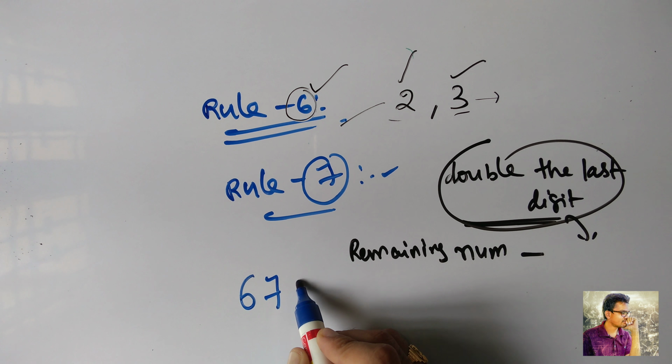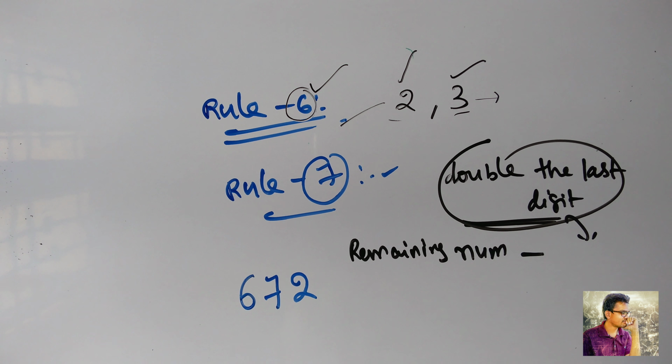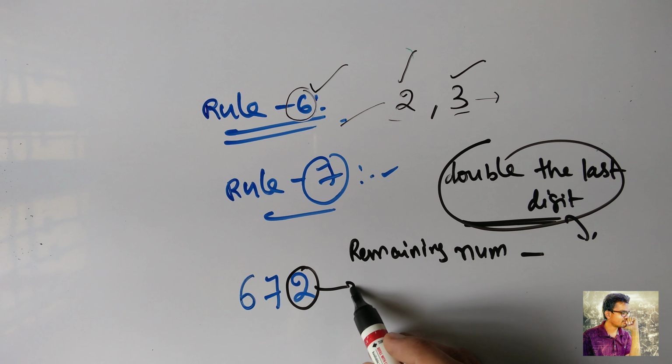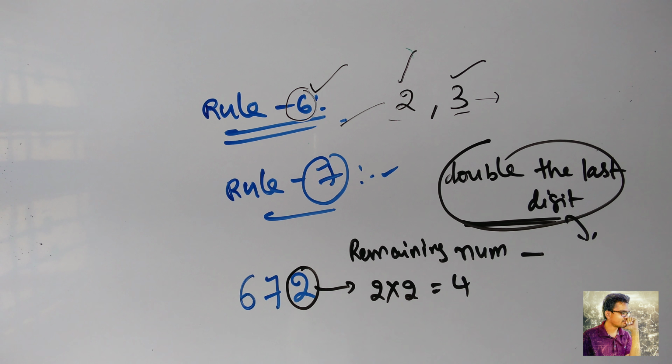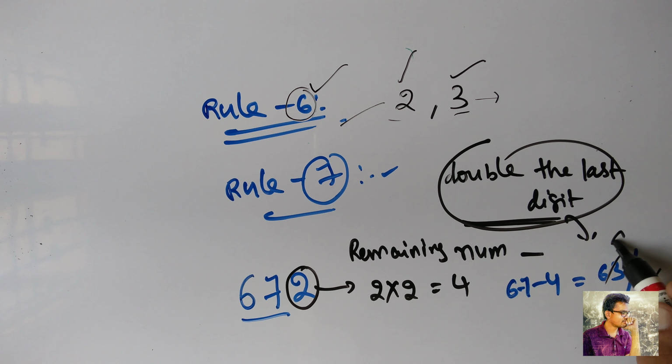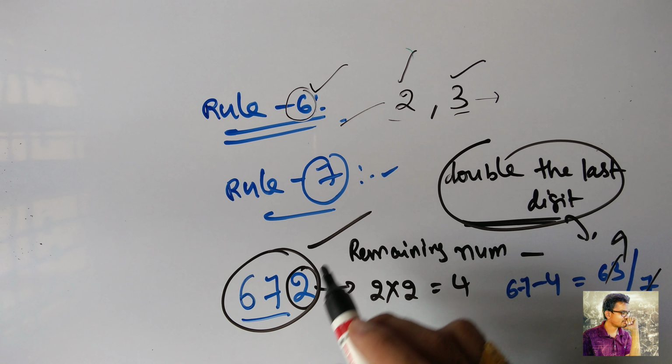Suppose 672. The last digit of this number is 2. If you double this, 2 times 2 gives 4, and you subtract the 4 from the remaining number, that is 67 minus 4, which is 63. If this is divisible by 7, then the number is divisible by 7. Clearly 63 is divisible by 7, that is 7 nines are 63. So 672 is divisible by 7.